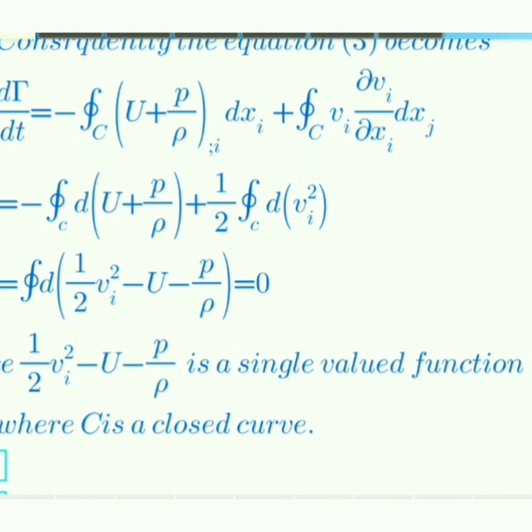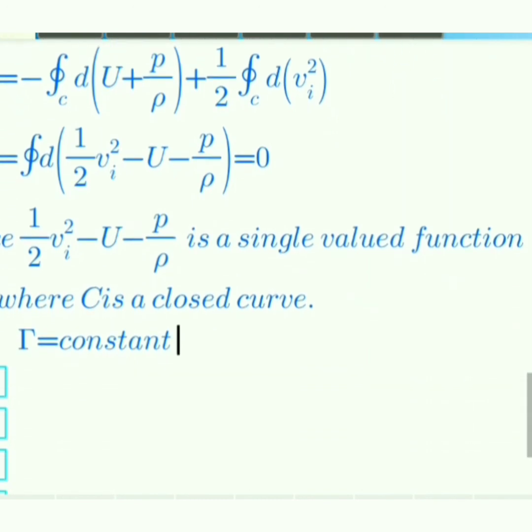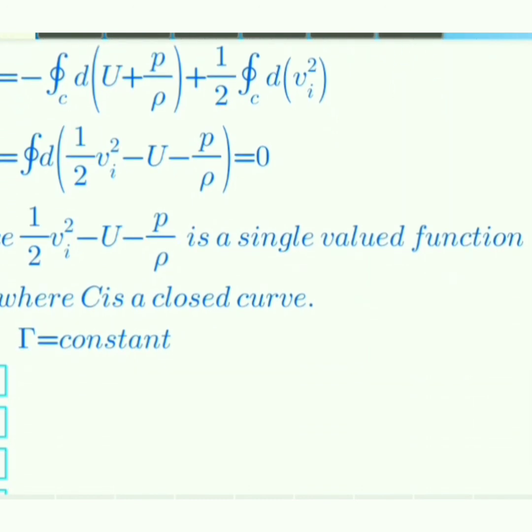according to Kelvin's circulation theorem, gamma equals to 0. So I have proved gamma equals to 0. Gamma is equal to constant. Constant means conservative. Gamma is equal to constant means forces are conservative. This is the proof that for a perfect incompressible fluid, circulation is constant.